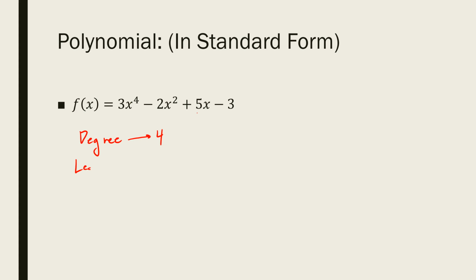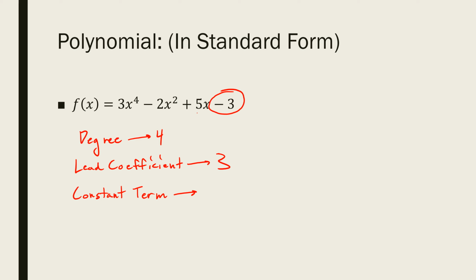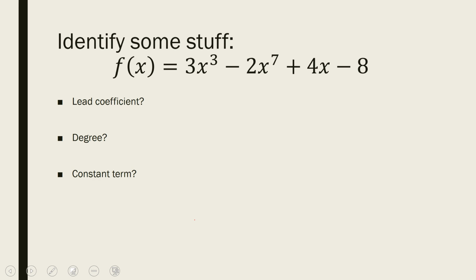Next, let's talk about the lead coefficient. Remember, the coefficient is a number that's multiplying a variable. So the lead coefficient is the first one of those. In other words, 3. 3 is the first number that's multiplying the highest powered variable. So lead coefficient. Finally, some polynomials, but not all of them, have a constant term. The constant term is the lonely guy at the end who has no variable attached to him. In this case, the constant term is -3. So let's put these definitions to the test in the next slide.